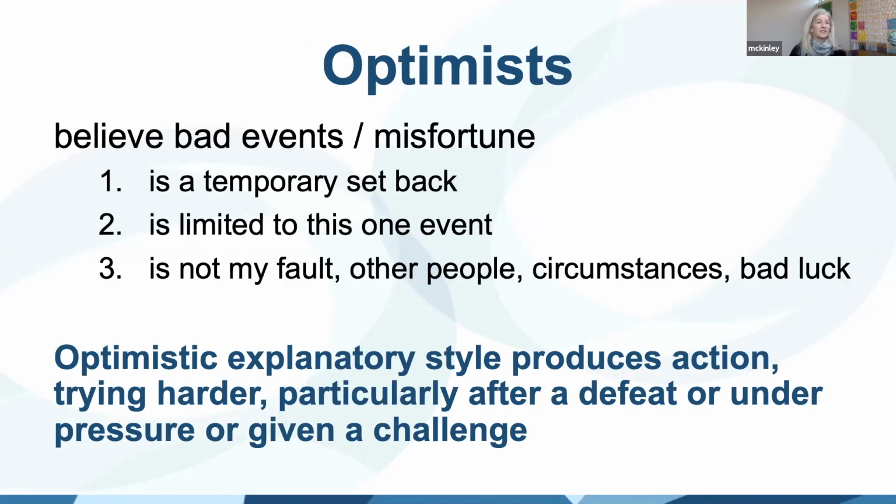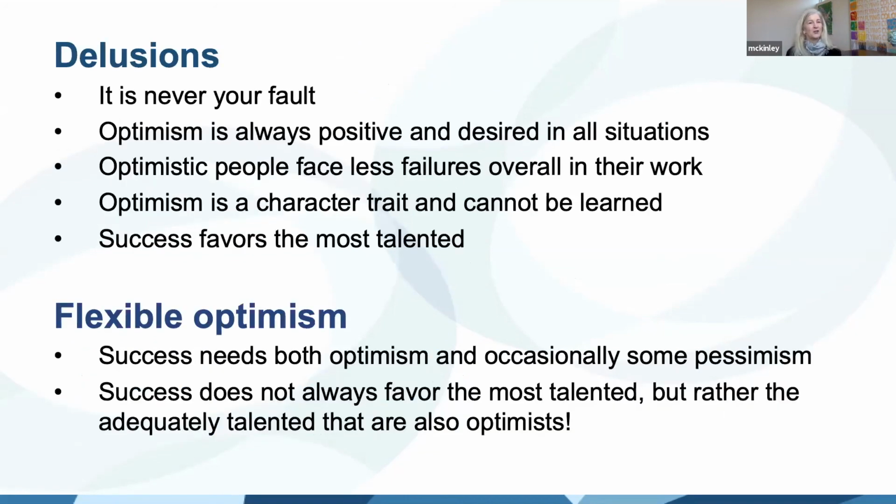So in the optimistic style, it's a temporary setback, it's this one event, it's not my fault, it's other people, bad luck, and so I can make big changes. So you can be deluded, it's never your fault. You can't say that optimism is always positive in all situations. So what's called flexible optimism is this mix of what can happen. So success is not always favoring the most talented, but the adequately talented that are also optimists.